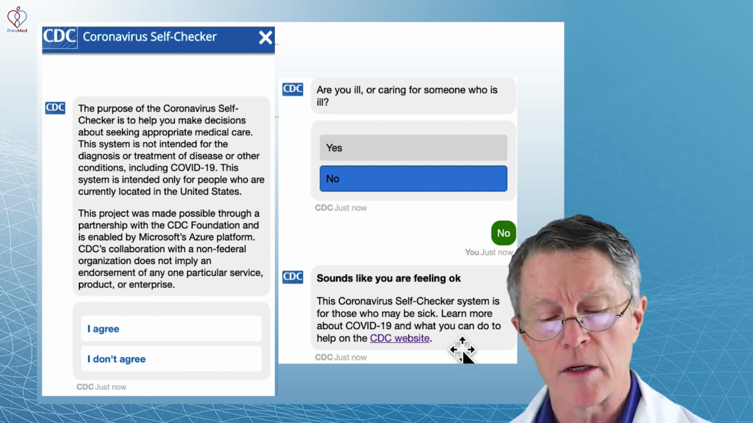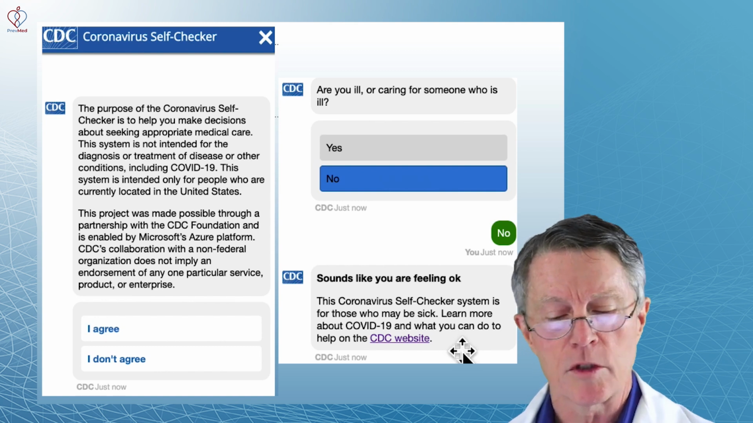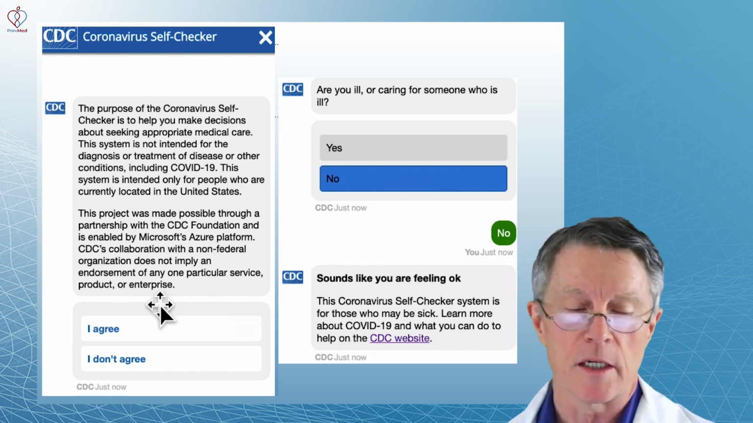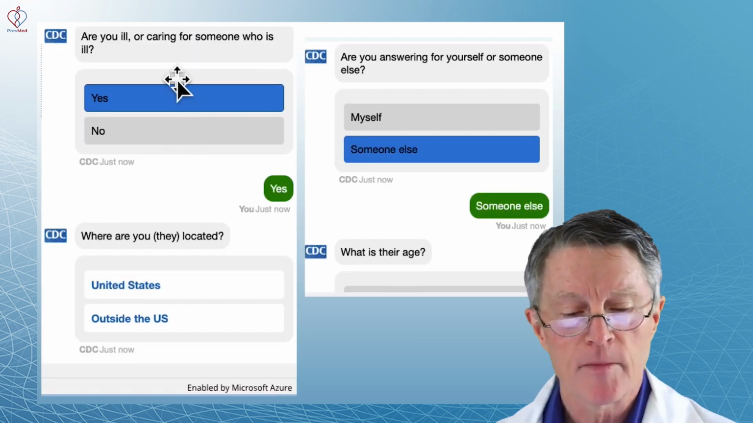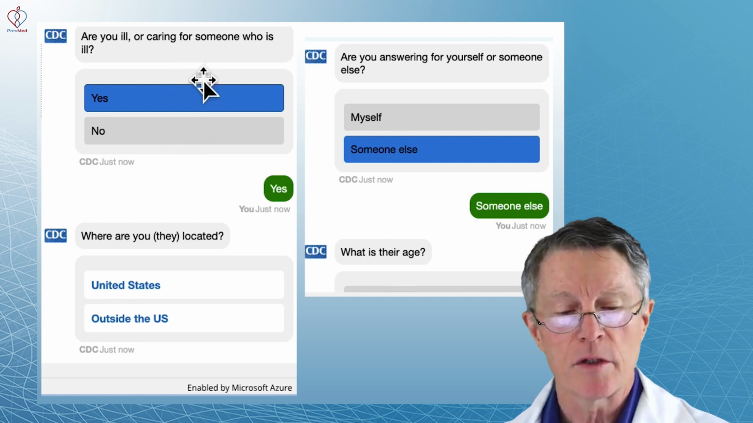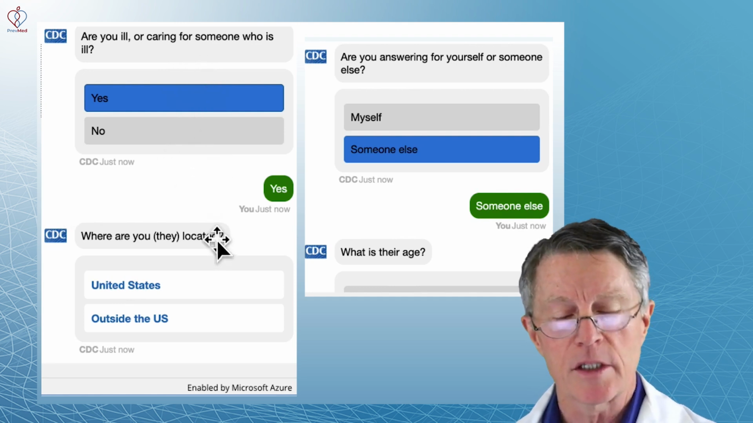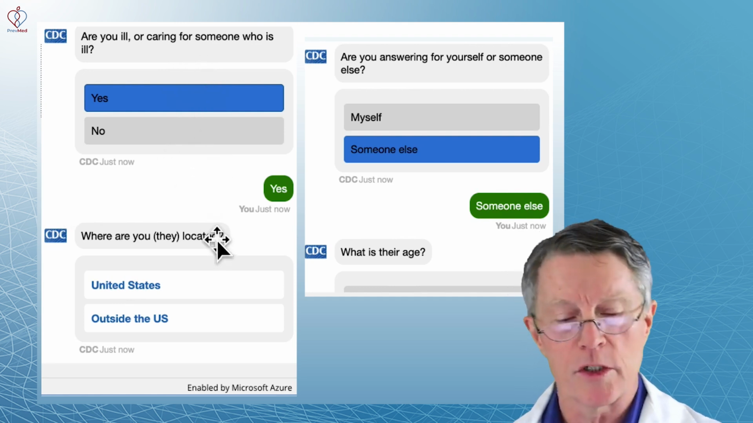Learn more about COVID-19 and what you can do on the CDC website. So then you can click on that and go there. But let's go back and say, are you ill or caring for someone who is ill? Click yes. Then they start getting into more questions.